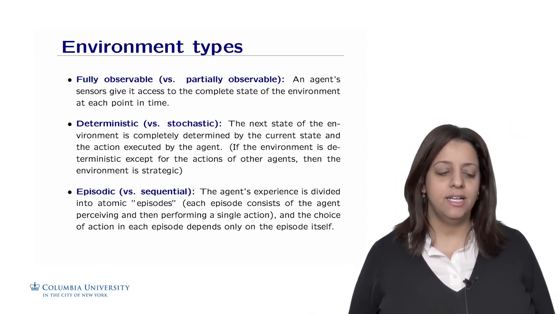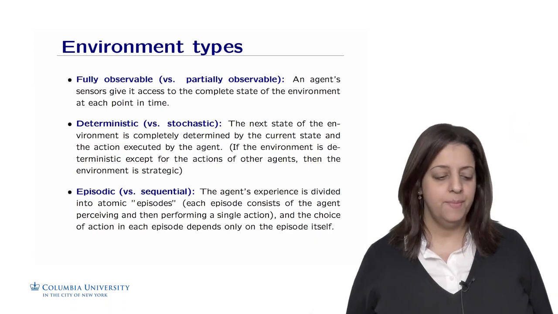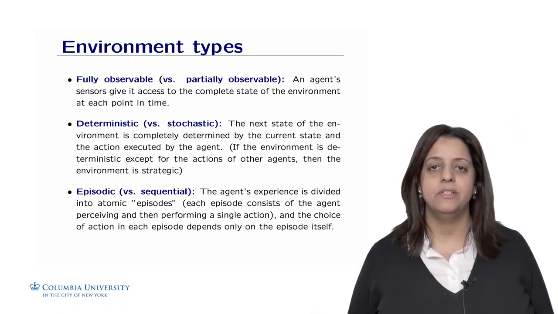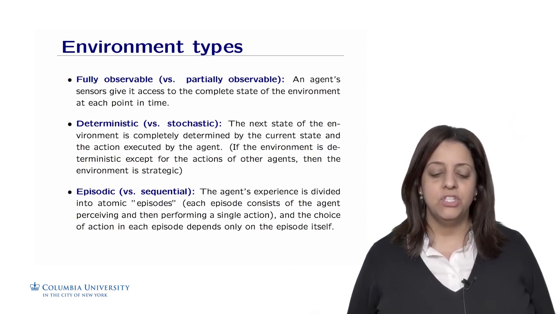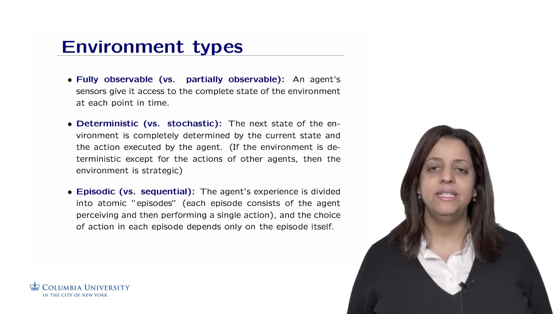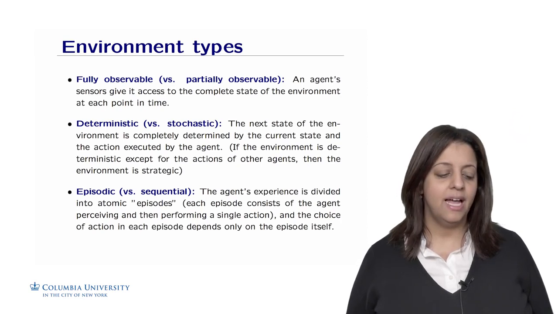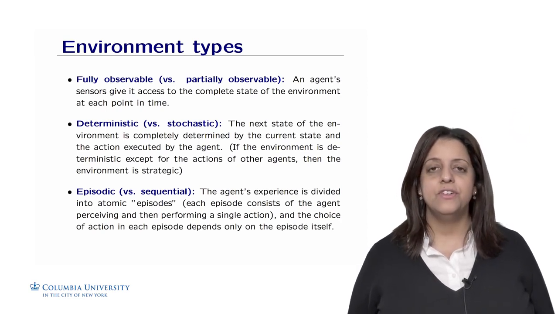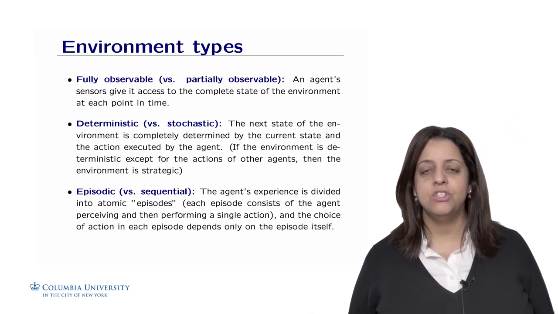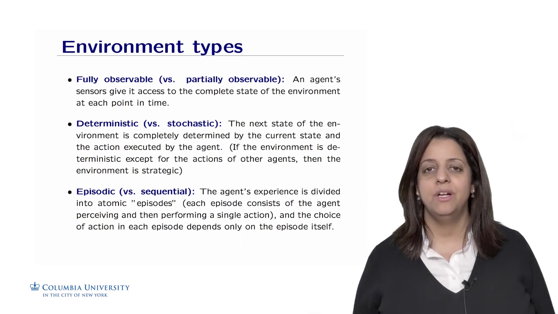We could categorize environments into different types, and this includes whether the environment is fully observable, in which an agent's sensors give it access to the full picture, that is the complete state of the environment at each point in time. This is versus partially observable, such as the self-driving car, that does not have access, for example, to what's going on 3 blocks away or what's going on behind the truck.